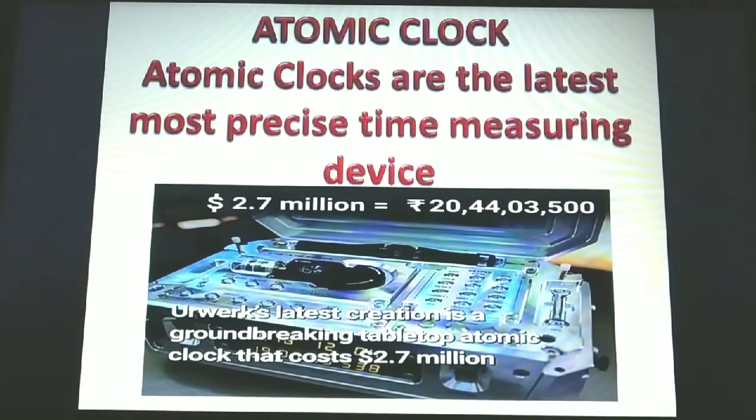Now we see an atomic clock. Atomic clocks are the latest, most precise time measuring device. Now below you can see the picture of a laptop atomic clock. You can see the cost in dollar and rupees. That is the latest one.